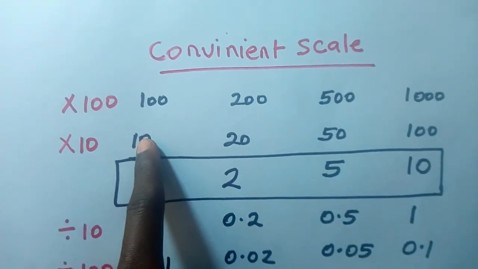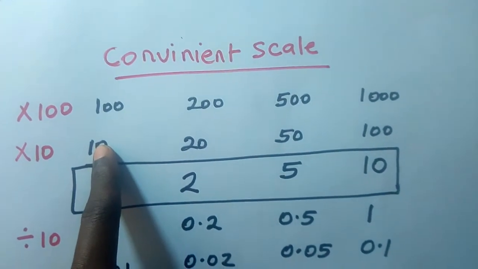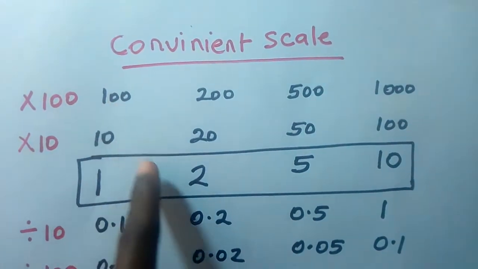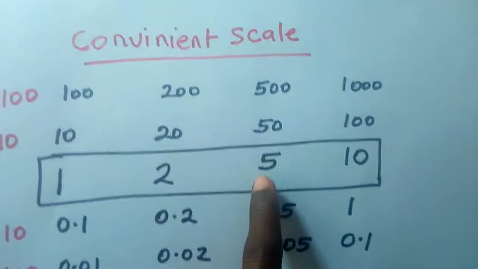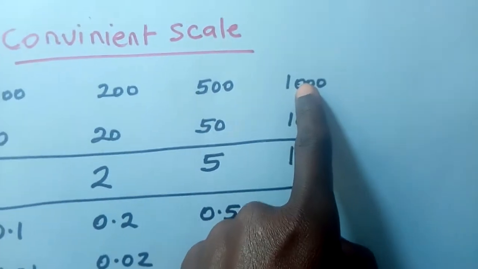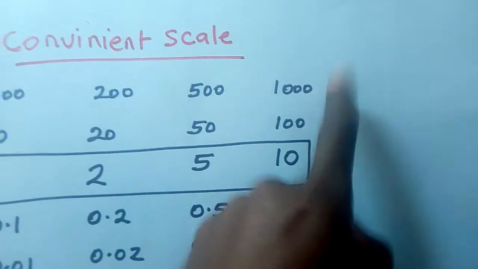Or you multiply them by 100, if the values you are going to plot are in hundreds. If you multiply 1 by 100, 100. 2 by 100, 200. 5 by 100, 500. 10 by 100, 1000, if your values are in thousands.